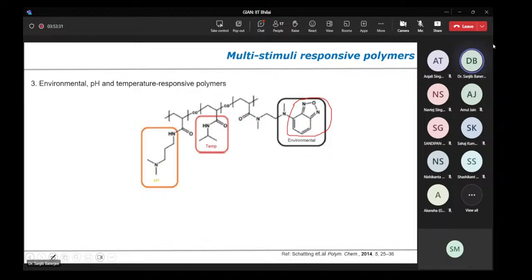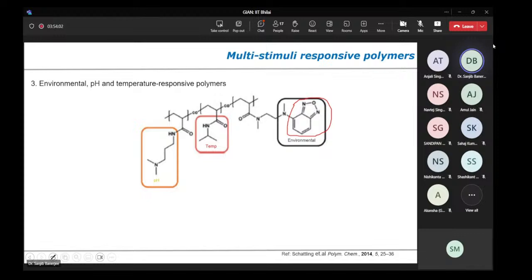So this is called benzofurazan, right? This part is environment responsive, this benzofurazan part, because this benzofurazan derivative is polarity responsive. In a highly polar solvent, this oxygen gets protonated and it becomes colored, and in a low polarity solvent, it is not colored. That's why this is environment responsive.